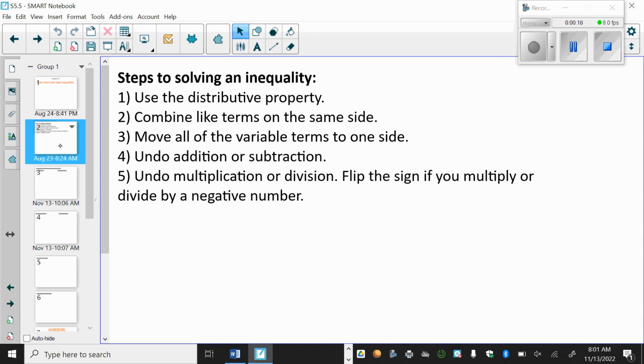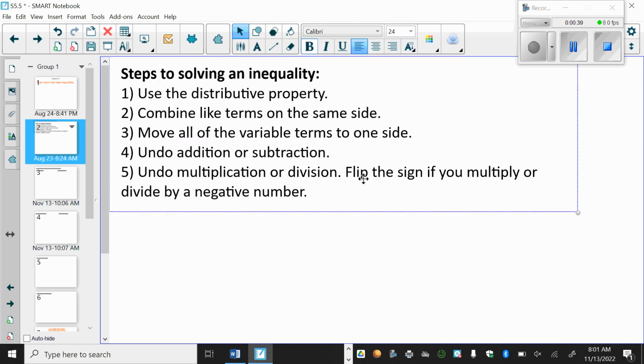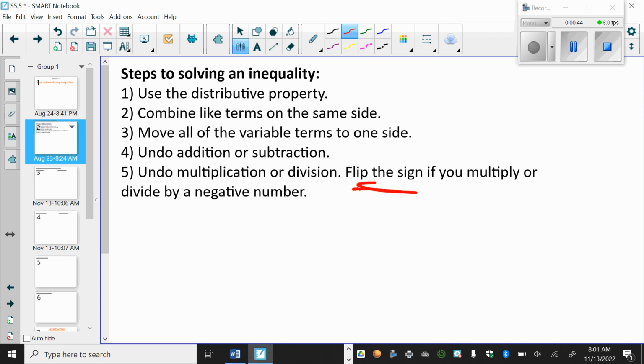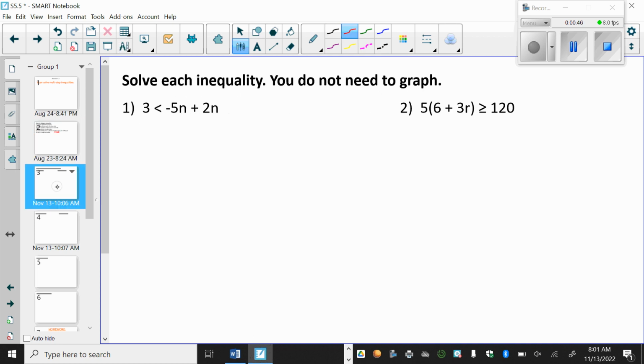1, use the distributive property. 2, we're going to combine like terms on the same side. 3, we're going to move all the variable terms to one side. 4, we're going to undo addition or subtraction. 5, we're going to do multiplication or division. And remember, if we multiply or divide by a negative number, we have to flip the sign. Flip the sign. Don't forget to flip the sign.